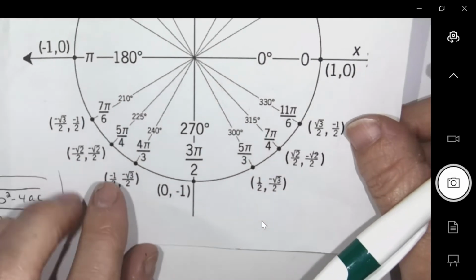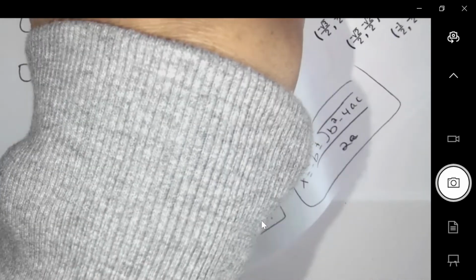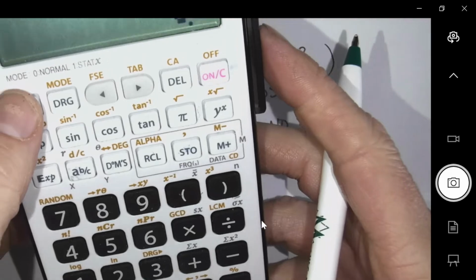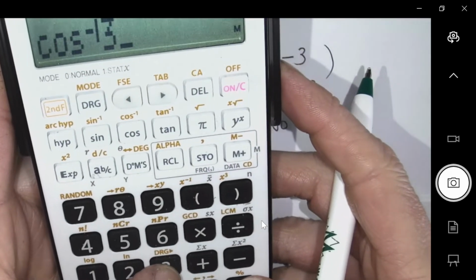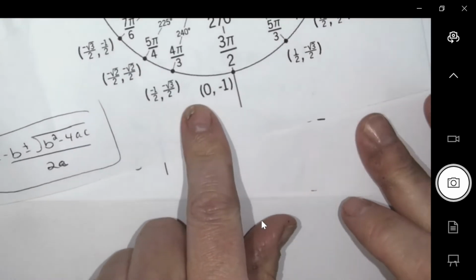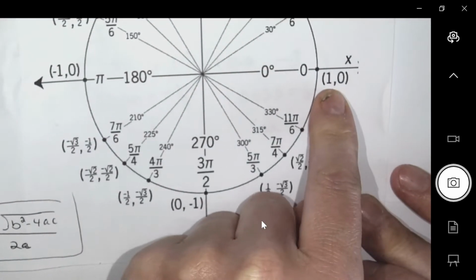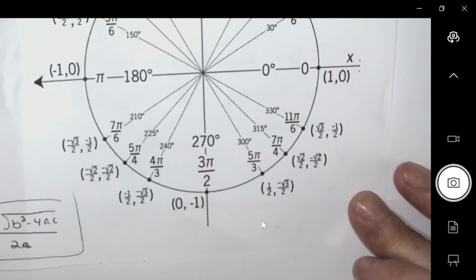Why is 3 no solution? Did you try to cos inverse it? Cos inverse 3, error. Or the x values, can the x value go to 3? No, the highest x value goes as 1.